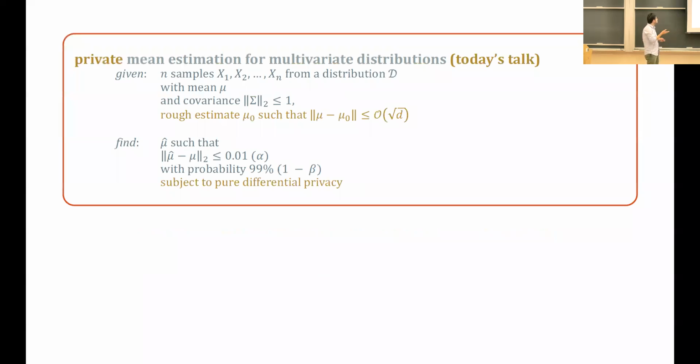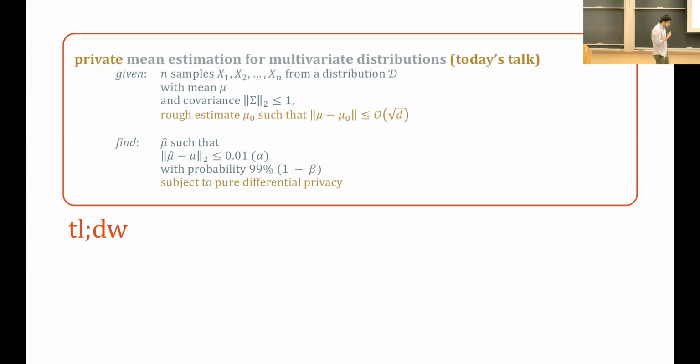Okay, so let's make this problem a bit more concrete for the sake of today's talk. Again, you have some distribution D that has mean mu. The only assumption we make on this distribution is that it has bounded second moments. That is, its covariance is bounded above by 1. And for the sake of today's talk, we also make the assumption that we have some rough estimate of the true mean, such that this rough estimate has distance at most of order d to the true mean. And our goal is to find some approximation of the true mean. That is, it has distance, say, 0.01 or alpha, with very high probability, say probability 1 minus beta. And we want this estimator to satisfy pure differential privacy specifically.